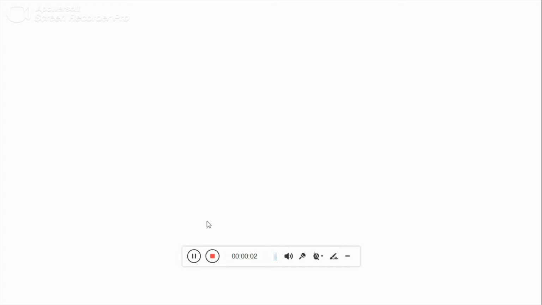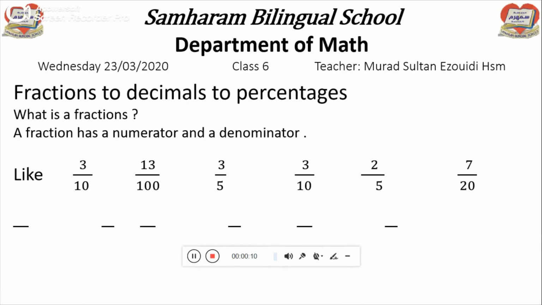How are you doing? Today we'll see how we can convert from fractions to decimals, and from decimals to percentages and vice versa. That means we'll try to convert from fraction to decimals, then from decimals to fractions, and then from decimals to percentage, and in the last part from percentage to decimal, then to fraction, okay.